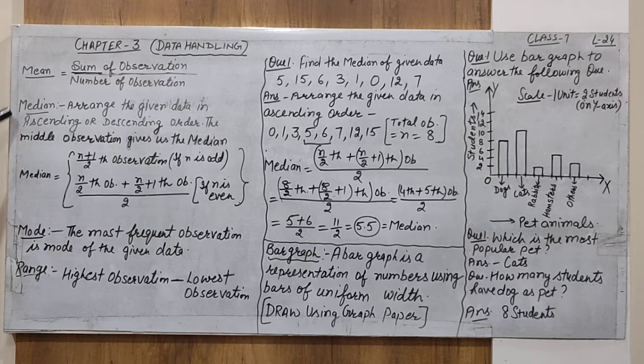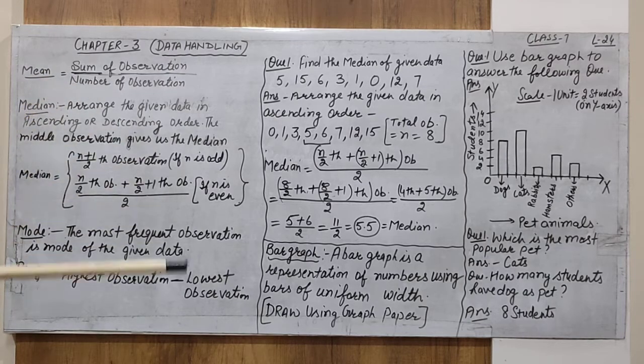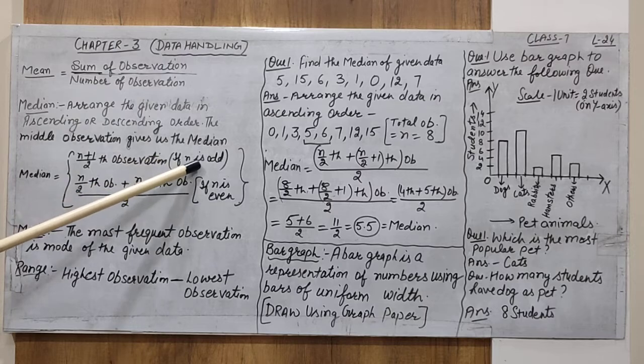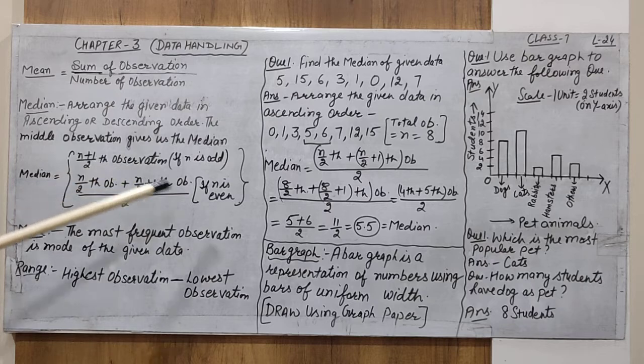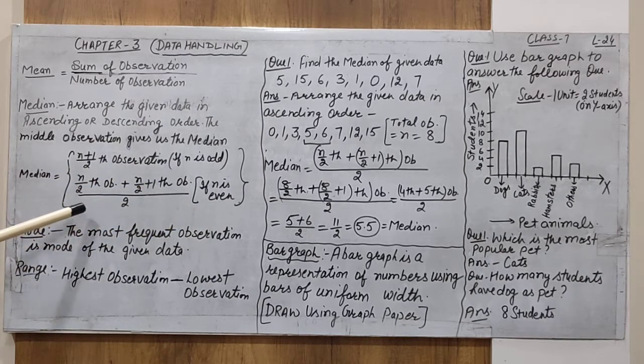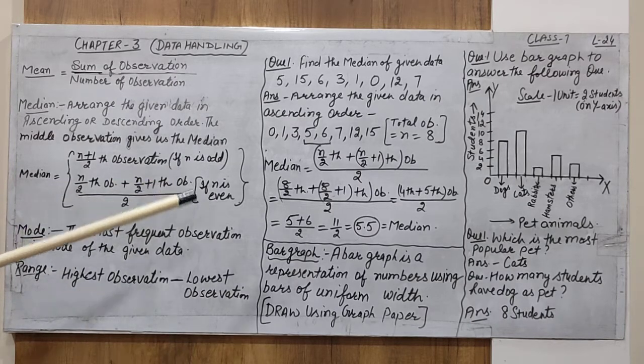So I hope you understand the median well. Mean: sum of observations divided by number of observations. Median: arrange the data in increasing or decreasing order, then find the middle observation. If n is odd, the middle observation is the (n plus 1) by 2th observation. If n is even, the median is the n by 2th observation plus the (n by 2 plus 1)th observation, divided by 2.